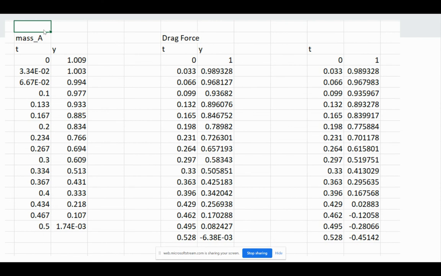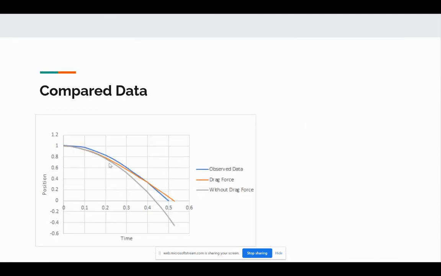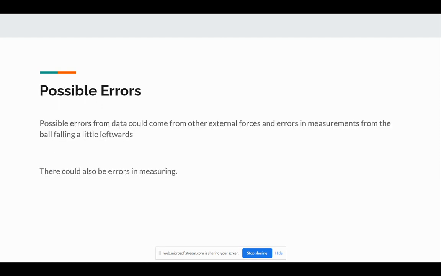The one right here on the left is the observed data. In the middle is with the drag force, and on the right is without drag force, the computed model. As you can see here, the model without drag force was a much steeper curve, showing the effects that drag force had. My drag force model and observed data could have been different because of things like my tracker curving slightly, or maybe I measured the meter incorrectly, or other possible forces acting upon it.